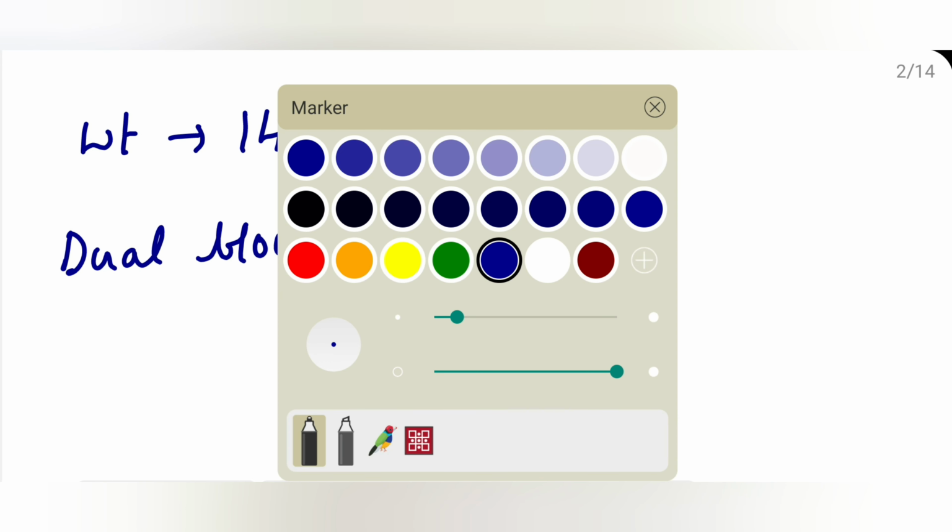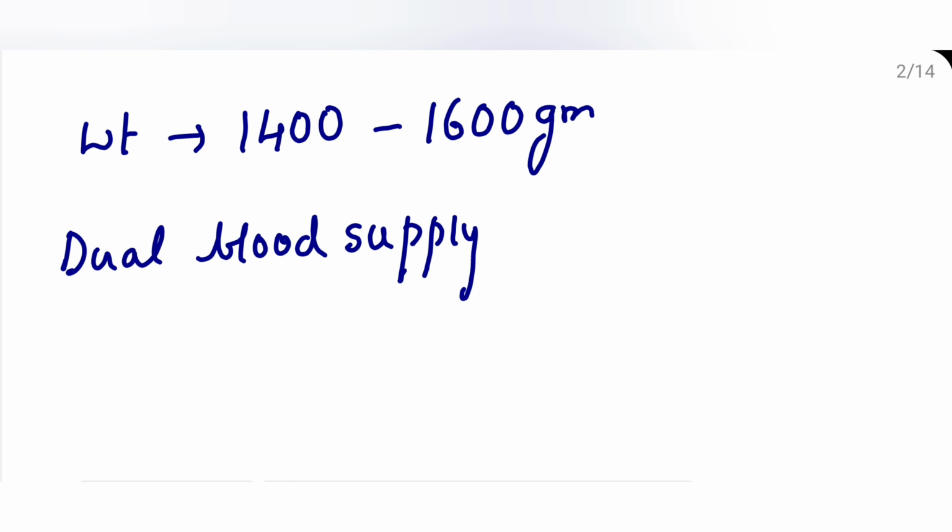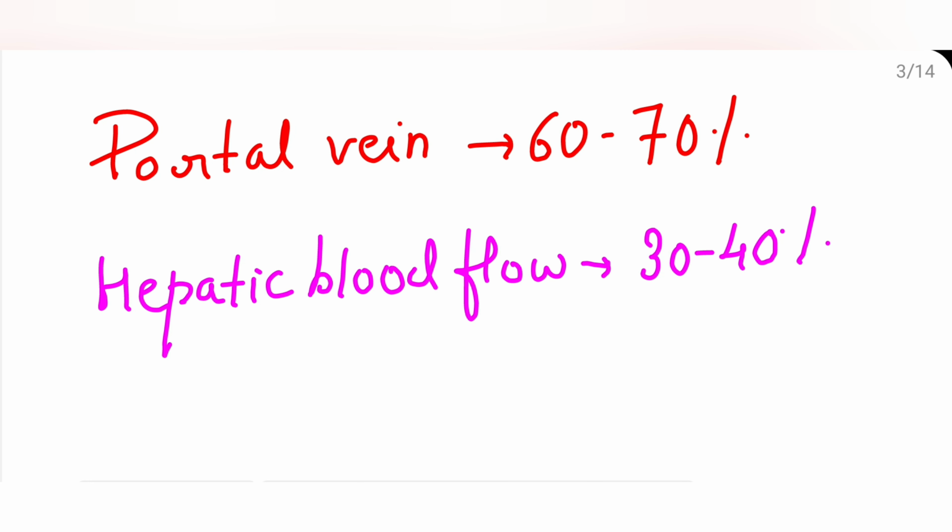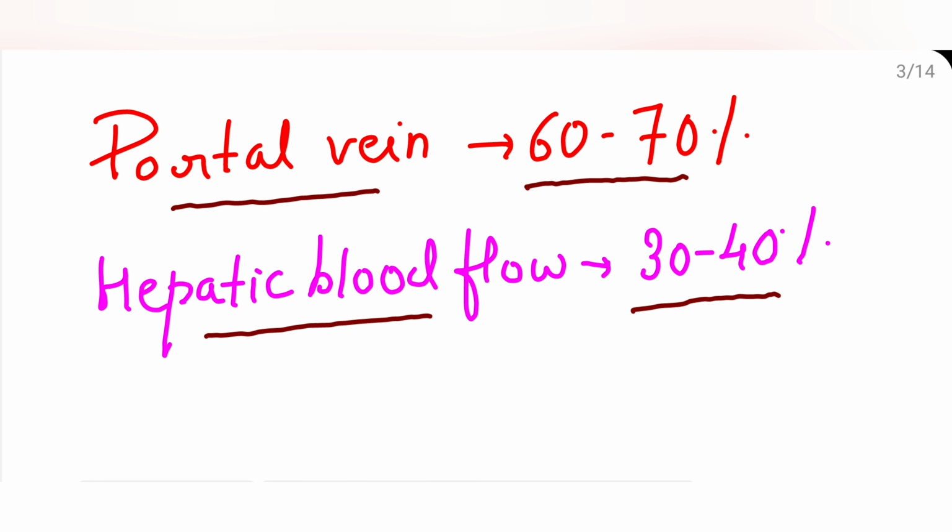As all of you know, the weight of the liver is 1400 to 1600 grams, and it has a dual blood supply. What do you mean by dual blood supply? It gets blood supply from two sources. Which are these two sources? One is the portal vein, which constitutes about 60 to 70%. Another is hepatic blood flow, which constitutes about 30 to 40%.